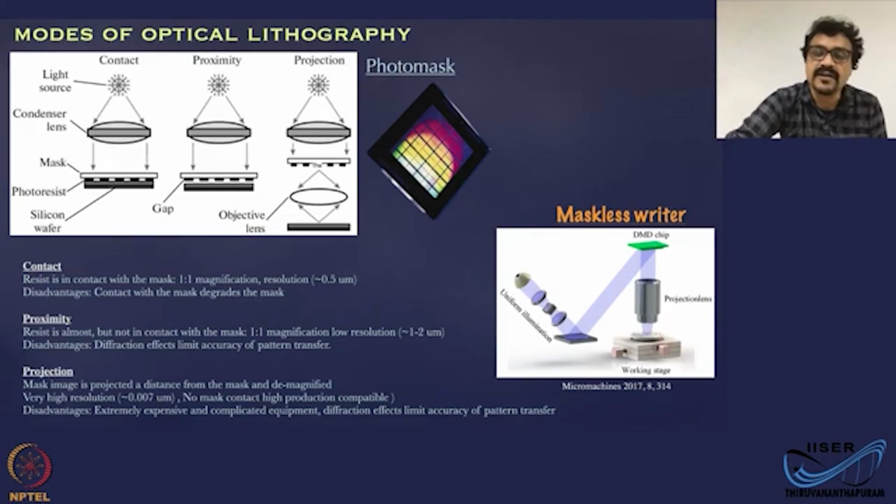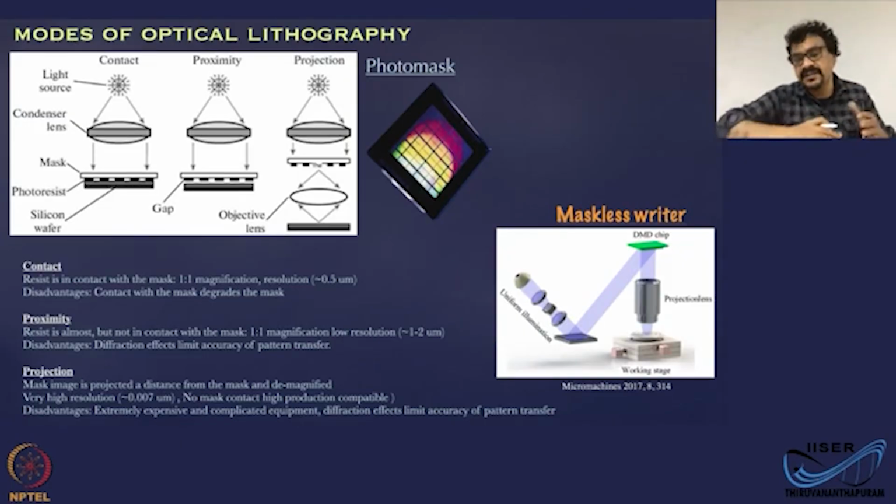You can control the whole machine using a computer. You just feed whatever patterns you want, and that will get projected. It's a very fast process and very scalable. And this also involves a lot of mechanical movements because the working stage needs to move to get a larger pattern. But that is not a huge disadvantage because nowadays the systems come with extremely accurate stitching mechanisms, down to a fraction of a micrometer to a few tens of nanometers, using laser interferometer controlled stages.